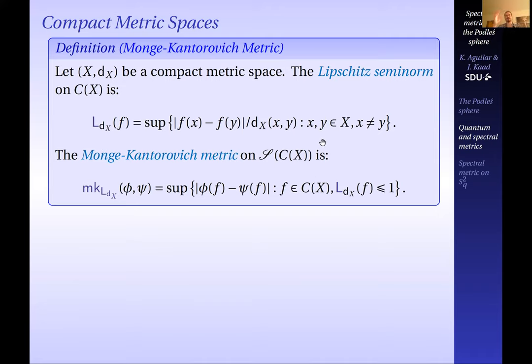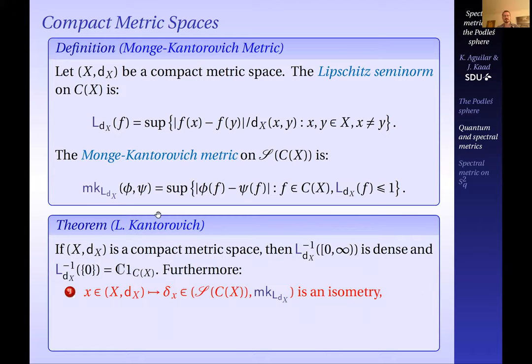So the idea is, if I want to capture X in the state space, I already know how to do that topologically using the pure states. But if I want to capture it in a metric sense, I want an isometry. To even do that, I need to talk about a metric on the states. Due to Kantorovich, this does the job. With this metric on the states, if you map X to its evaluation, or Dirac point mass, which is also a pure state, you get an isometry onto its image.